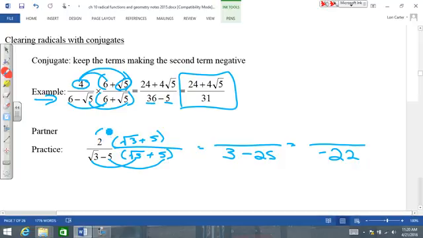All right, so now what's 2 times the square root of 3? 2 square roots of 3. Plus 10. Plus 2 times 5 is 10. Okay, I can't do anything to that, guys.